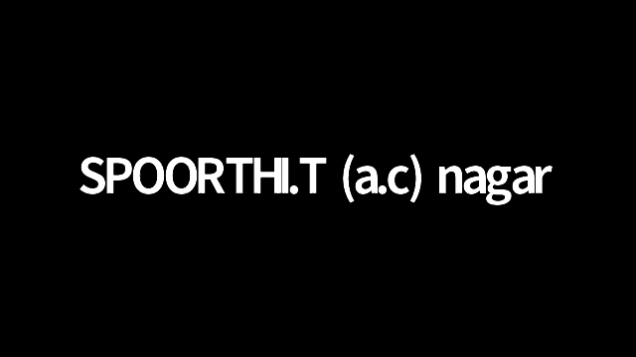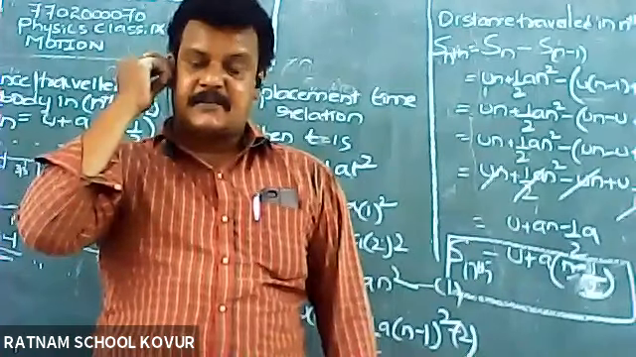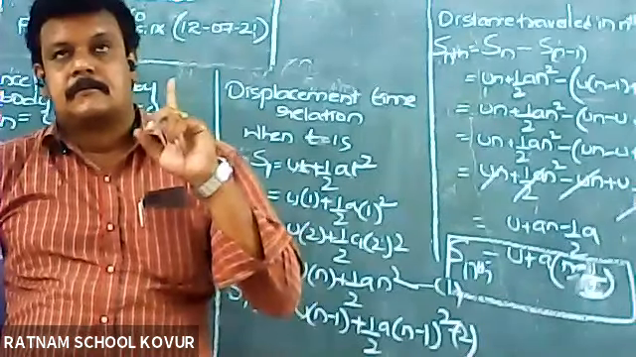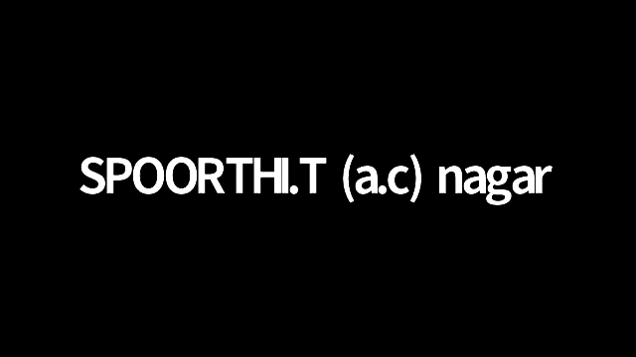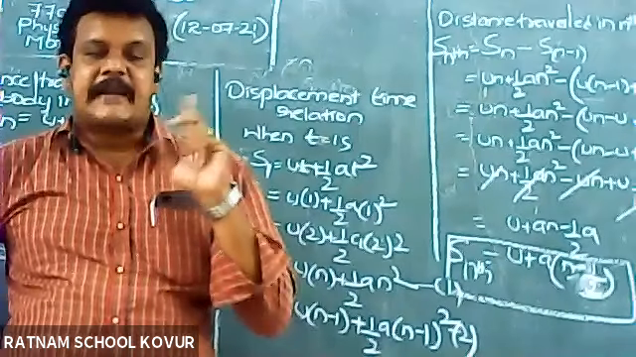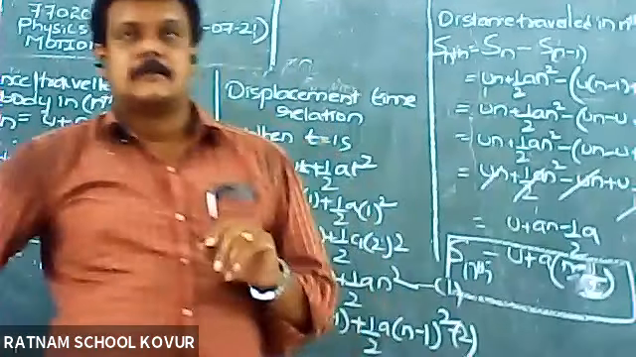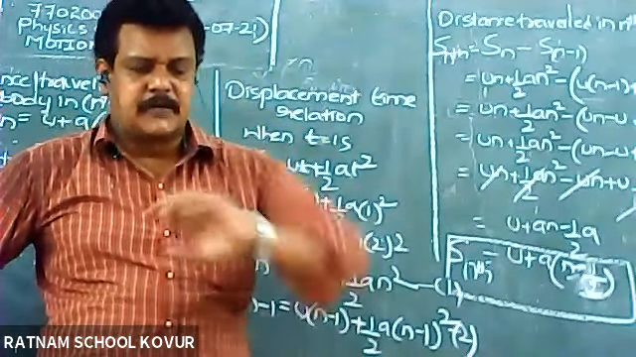Now you clarify, what is the first equation of motion? Tell me the answers. First equation of motion: v equals u plus at. What is the other name for the first equation of motion? Velocity time relation. Very good. What is the second equation of motion? s equals ut plus half at square. What is the other name for the second equation of motion? Displacement time relation.